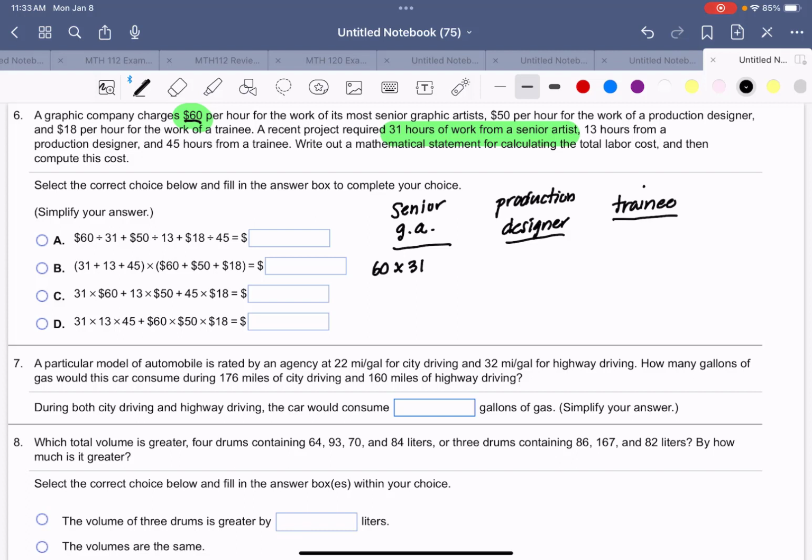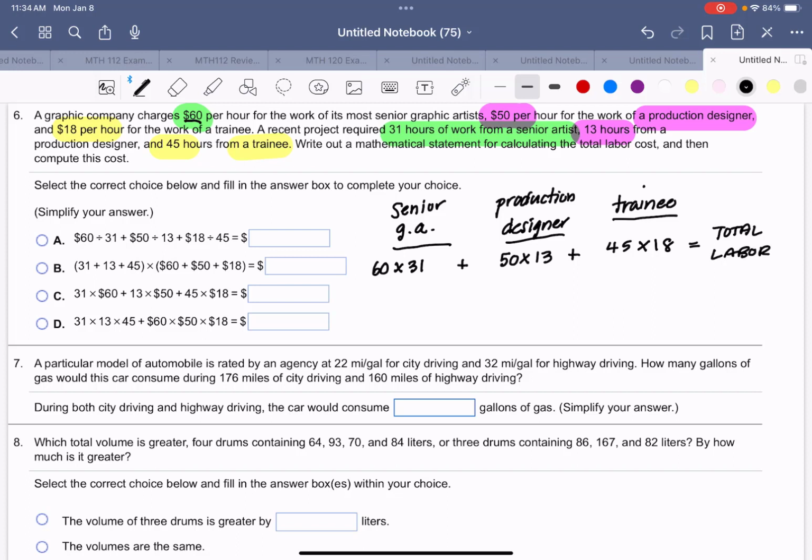The next thing we have is the production designer, which is $50 an hour and a work of 13 hours. So we have $50 times 13 for the production designer. And finally, we have a trainee who works 45 hours and makes $18 an hour. So 45 times 18 for the trainee. Then we'll have to add these together to get our total labor cost.